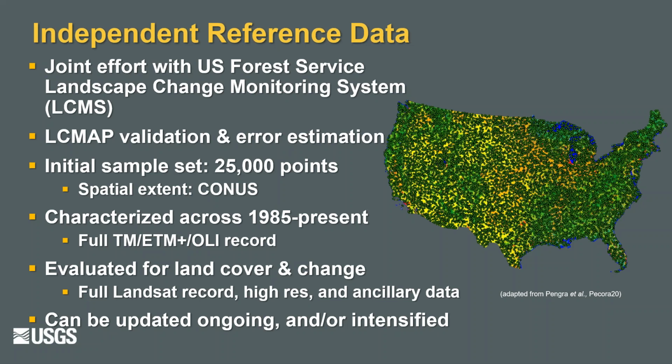So I'm shifting over to talking about our accuracy assessment. And we've collected independent reference data for 25,000 randomly sampled points across the conterminous US in a joint effort with the US Forest Service. And this reference data collection had to start much earlier than we had land cover products. It's designed to help us produce area estimation and statistical error for all of the land cover that we are producing in LCMap.